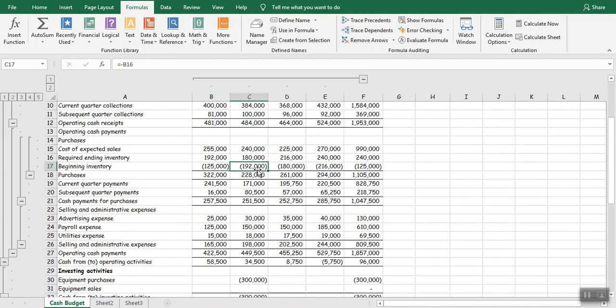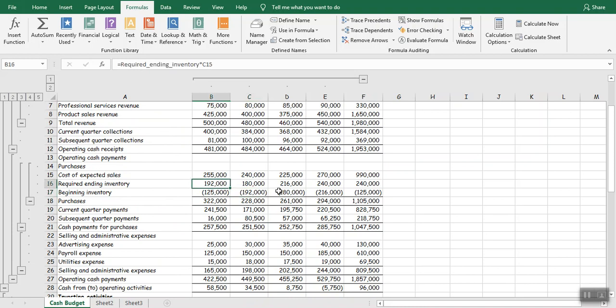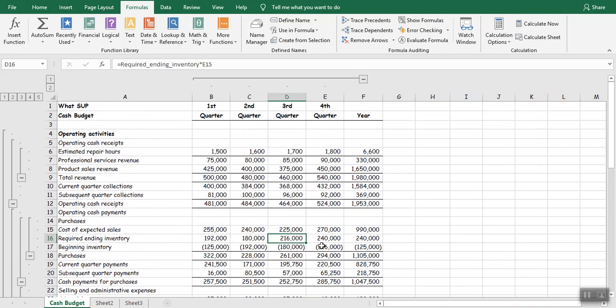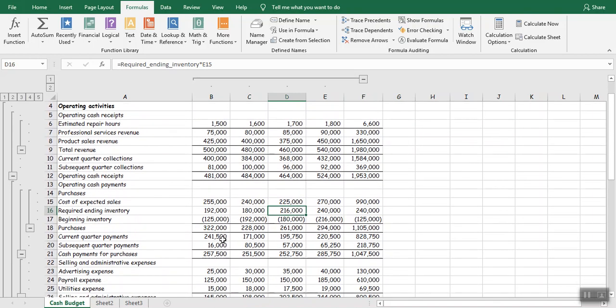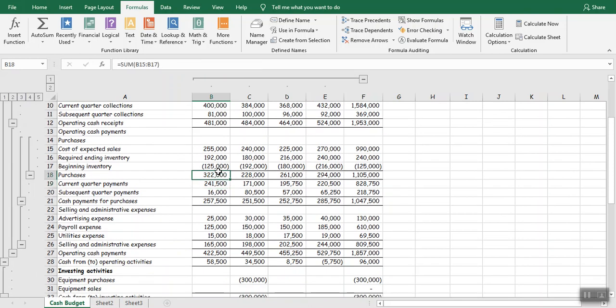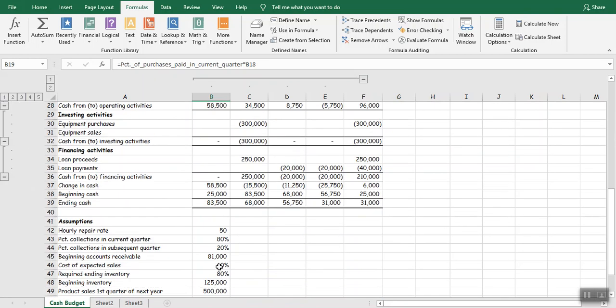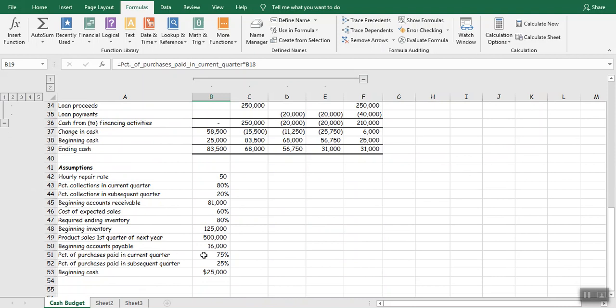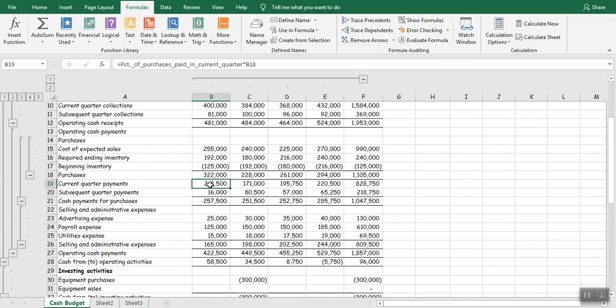But then the beginning inventory is now going to come from the ending inventory. You notice anytime you end with the quarter, you start the next quarter with that amount. All right, purchases now is just an addition of all those together. Current quarter payments. Okay, so we bought all of this, but we're not going to pay for it all at once. We're only going to pay for 75%. So we're going to pay for 75% each quarter in the quarter in which we make the purchase.